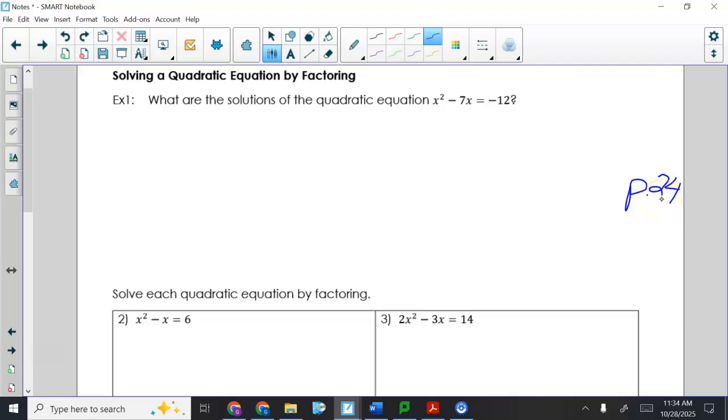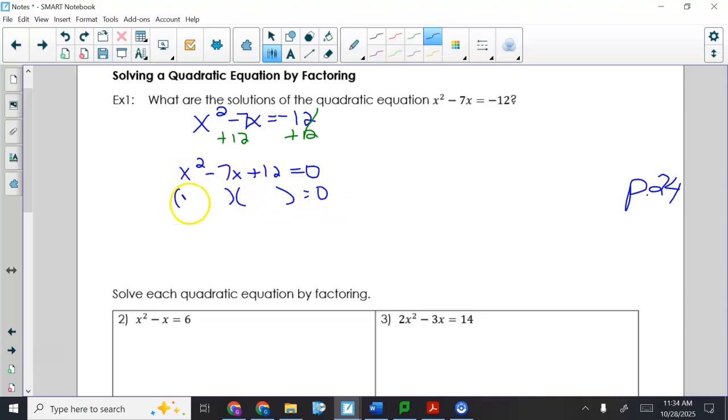All right, what are the solutions to the quadratic equation x squared minus 7x equals negative 12? So the first thing you need to do is get it equal to 0. So right away, we need to move that 12 back over to the other side. So we go x squared minus 7x plus 12 equals 0. There are no like terms, so we can't put anything together. So now we're going to factor it.